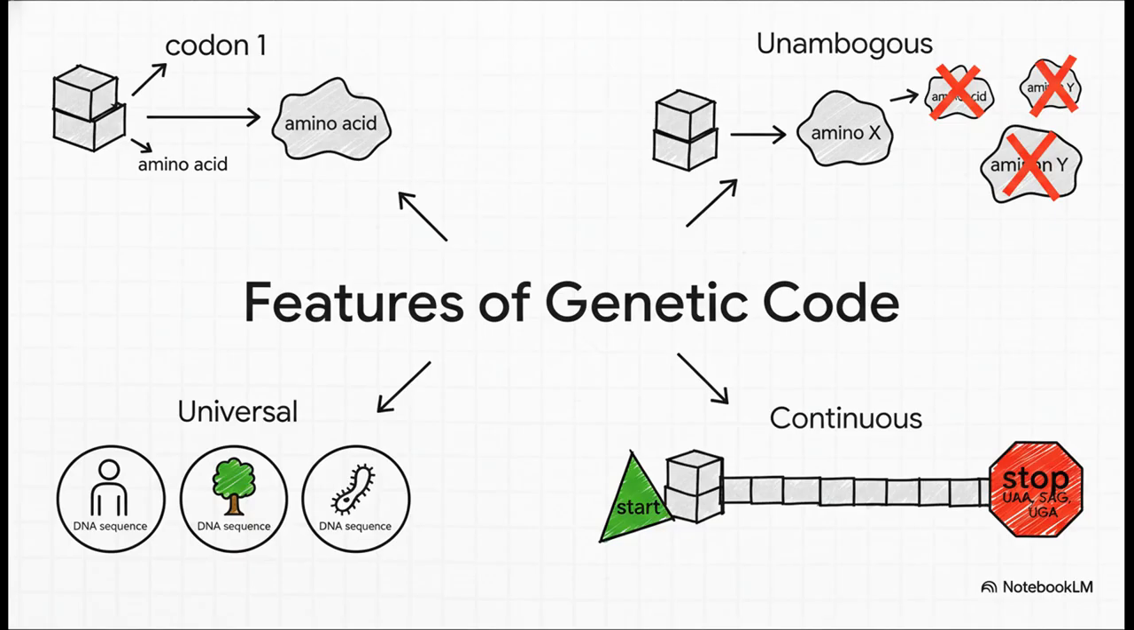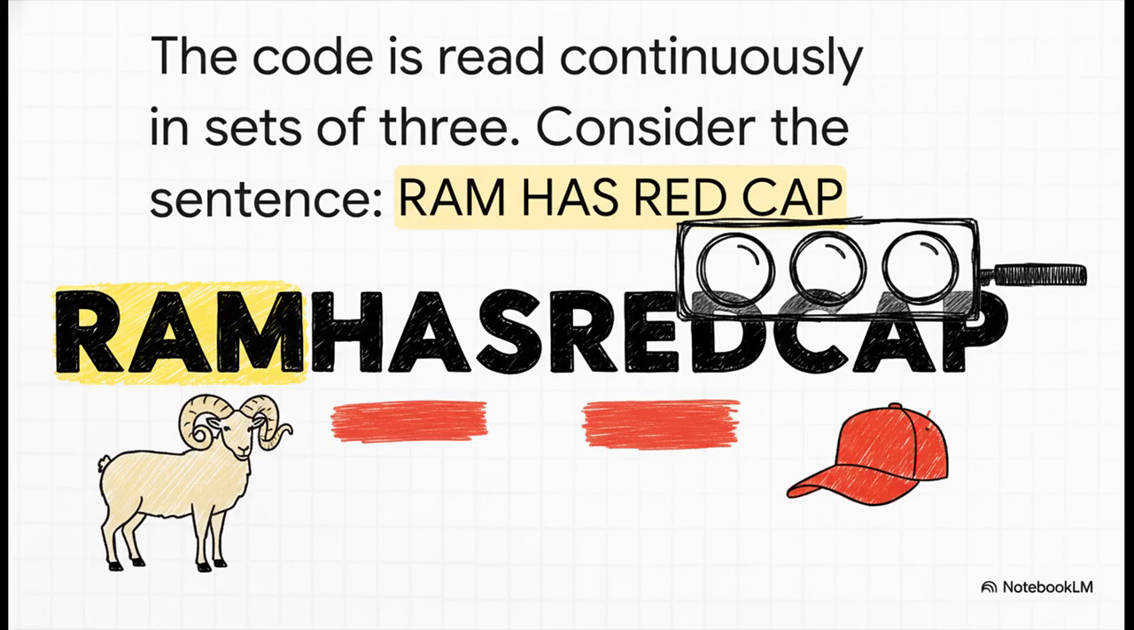And finally, there's no punctuation. It's read continuously, like a long sentence with no spaces, from a very clear start signal to one of 3 stop signals. Because the code is read in these continuous sets of 3, staying in the right reading frame is absolutely critical. Think about this simple sentence made of 3-letter words.